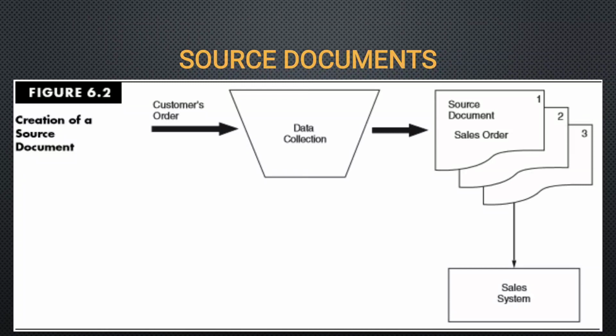So, ito yung example ng source document. Dito sa figure 6.2, creation of a source document. Pumapasok dito yung customer's order. Tapos nagkakaroon ng data collection. Tapos yung source document na nakalagay din, sales order. Ito yung mga evidences. So, papasok siya sa sales system kung saan nandito yung mga information in the sales order, tulad ng description of transaction, yung date, at yung specific amount of billing.